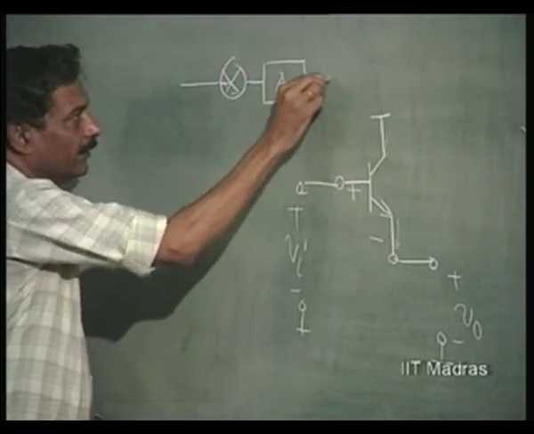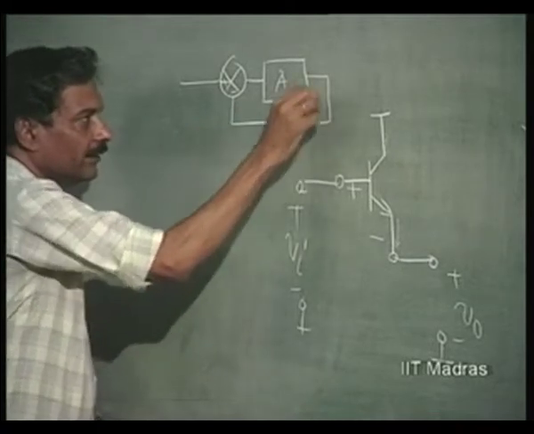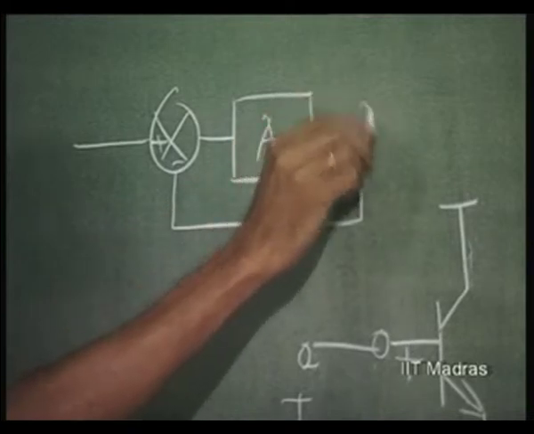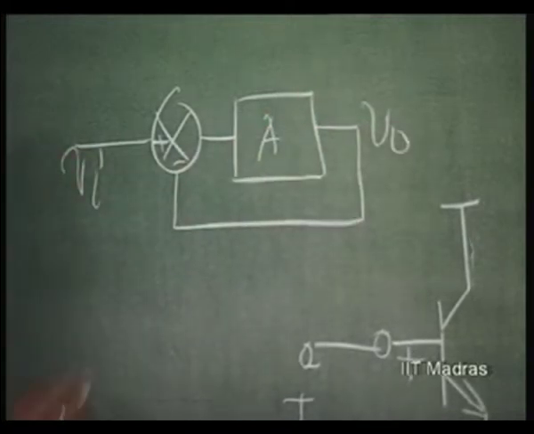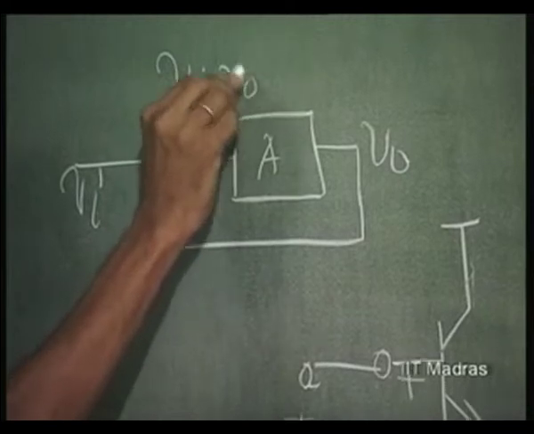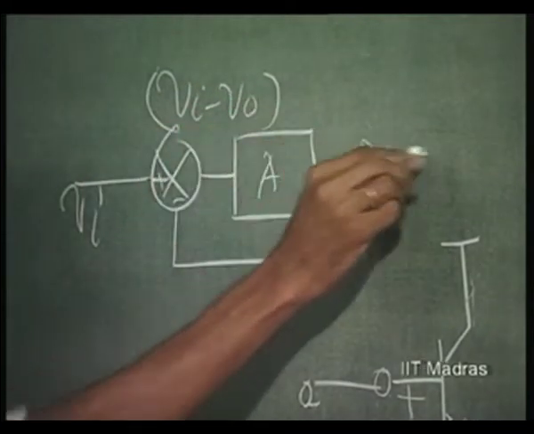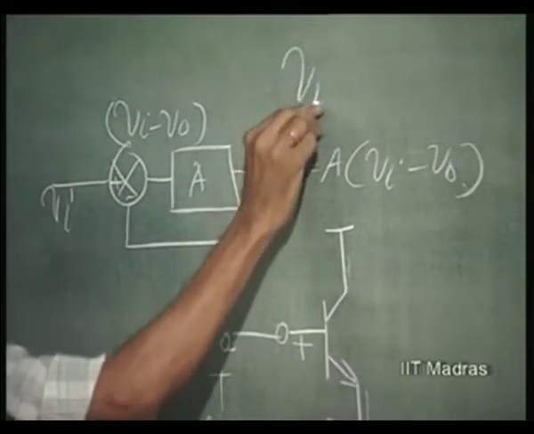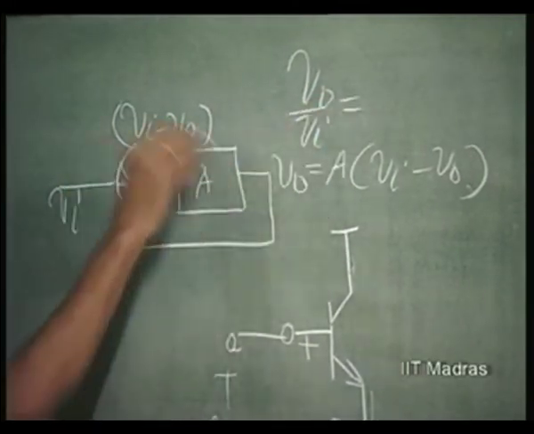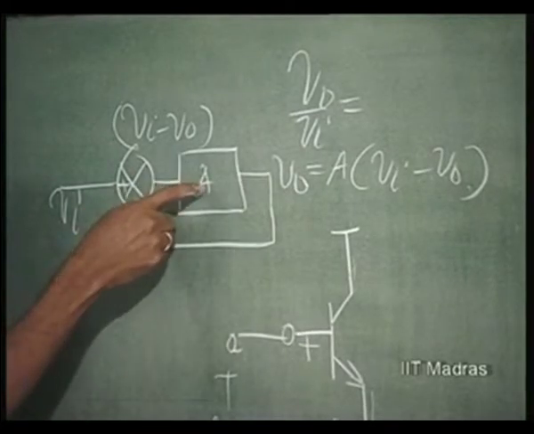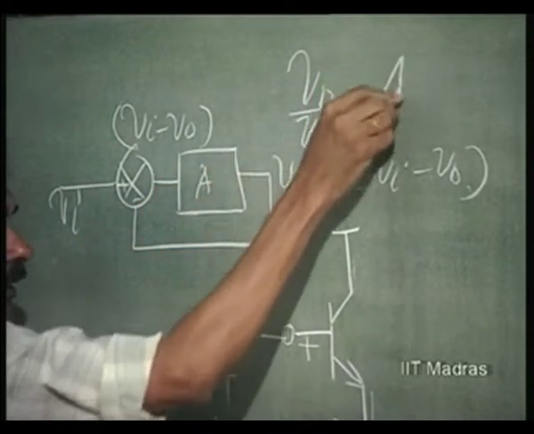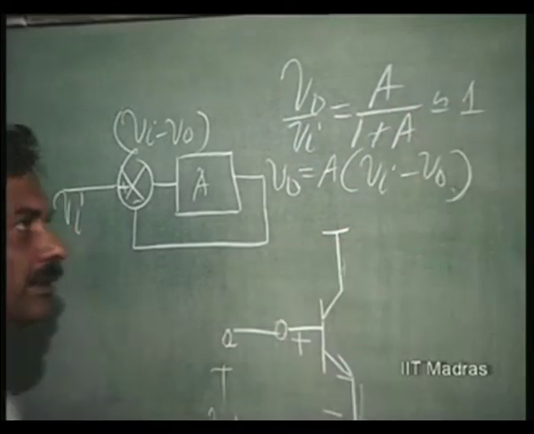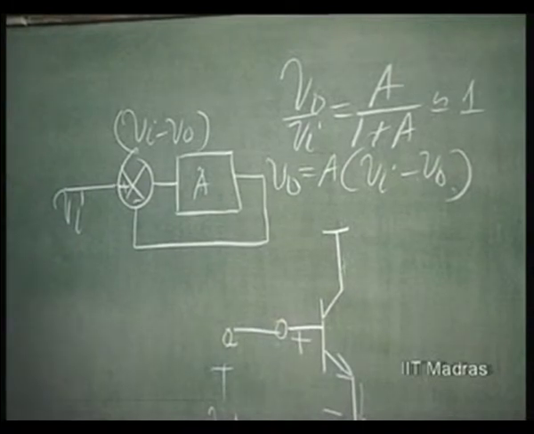This is my amplifier. I do not have any feedback factor here, no passive network is being used, output voltage is completely fed back to the input. So, this is Vi minus V naught. This is amplified as A times Vi minus V naught. So, what happens to V naught over Vi? In this total feedback arrangement, this G is equal to A. So, if A is very high, this becomes 1.